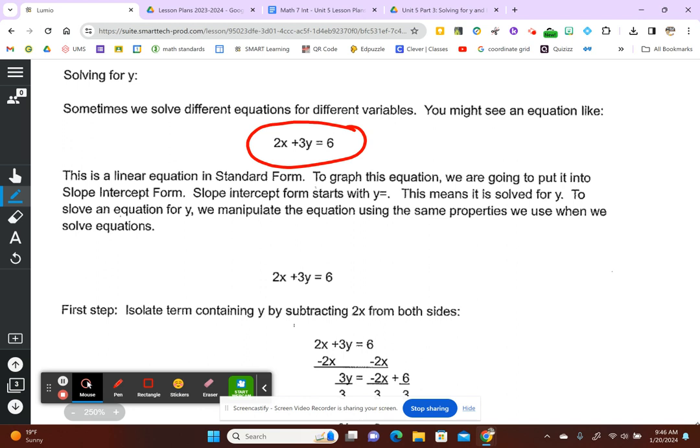So this is a linear equation in standard form. If I want to graph this equation, the easiest thing for me to do is to put it into slope-intercept form because I know how to graph it from slope-intercept form. Slope-intercept form is y equals mx plus b. So I want to get the y all by itself. The first thing you do is isolate the term that contains the y.